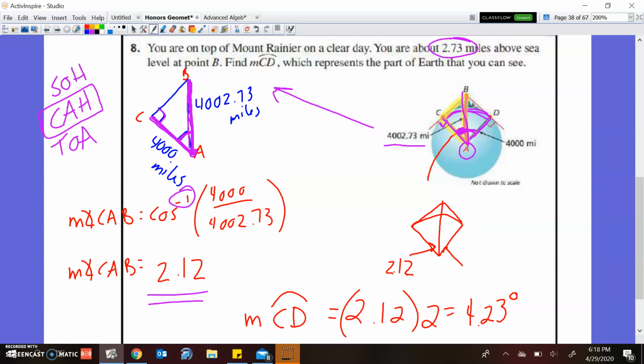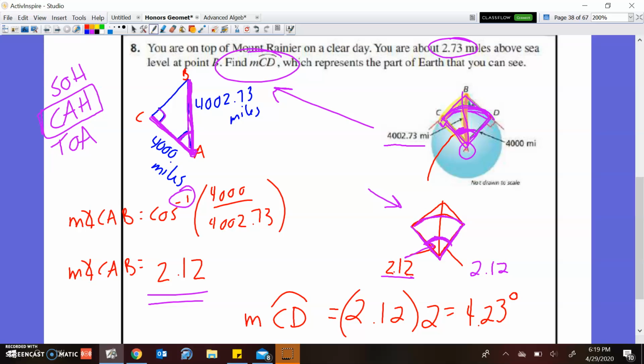So that means if I think of this image here, down here is the radius of the Earth, here's the other radius of the Earth, here is the Earth itself. This angle right in here, half of that central angle, is 2.12. That means this other one is 2.12 as well because they're congruent. And so the measure of arc CD, the entire arc, which is what they're asking us to find, is 2.12 times 2, or 4.23.